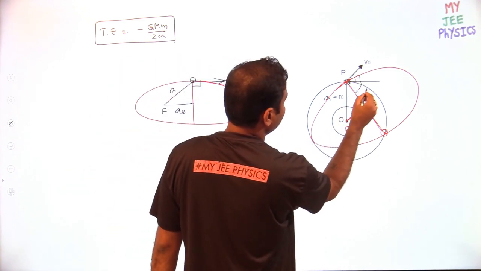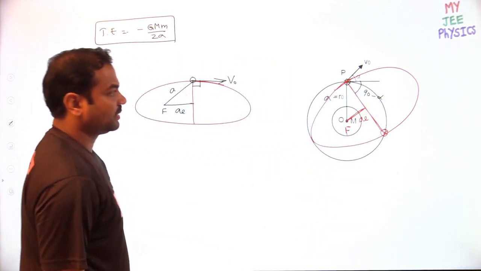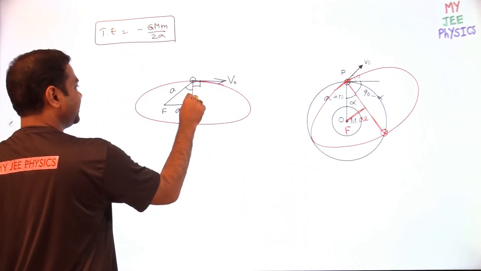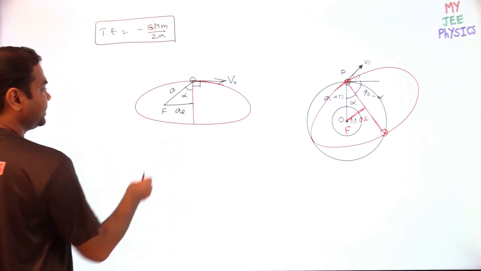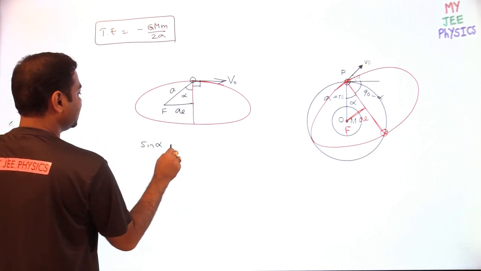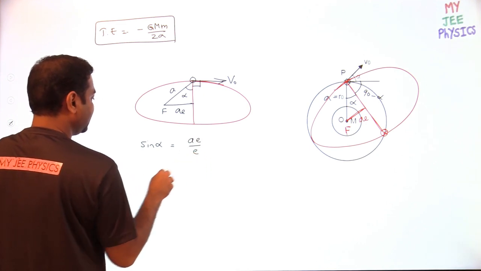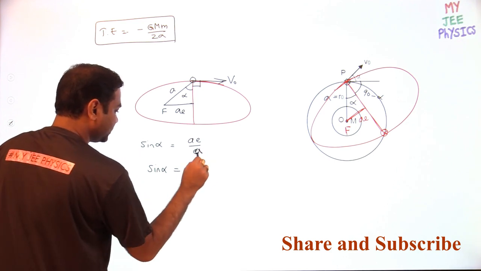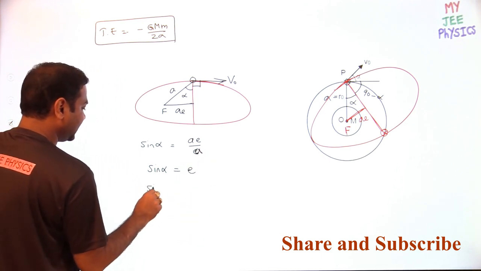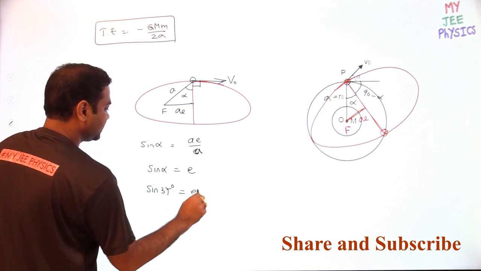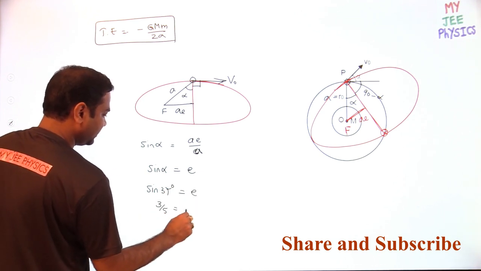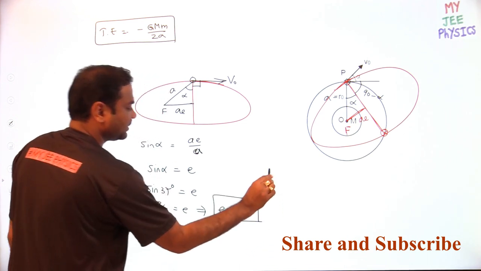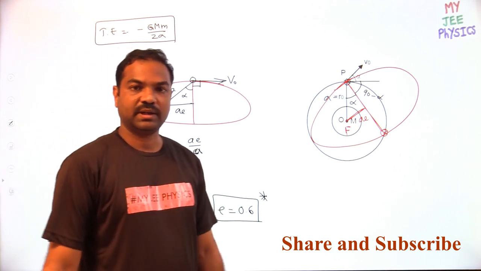And what are the angles now? Let us go with the angles. This will become 90 minus alpha. Then this angle will become alpha, and this angle will also become alpha. Then what can I write down? Sin alpha is equal to AE by A, so sin alpha is equal to E. Sin alpha value is given as 37 degrees in the question, so sin 37 is 3 by 5, equal to E. That means the E value is equal to 0.6, the eccentricity of the elliptical orbit.